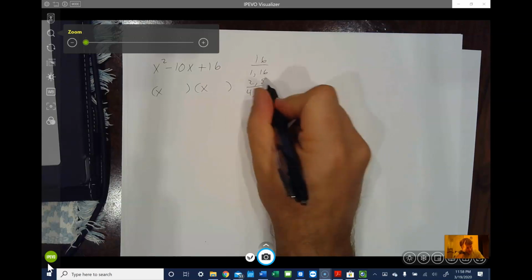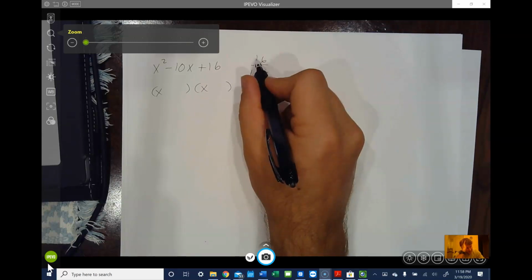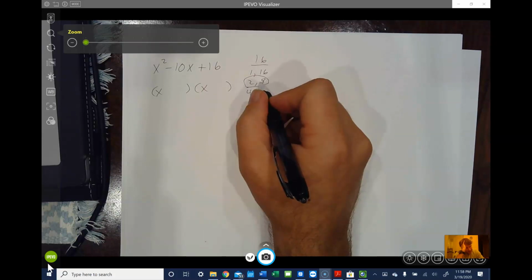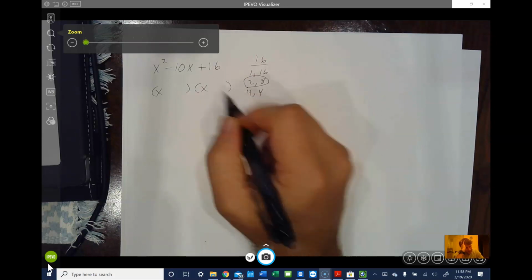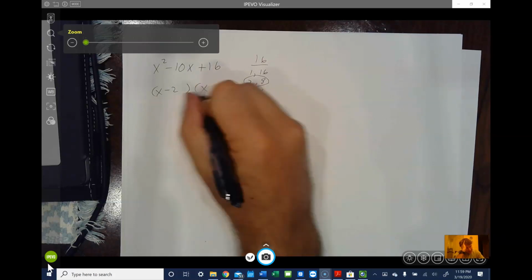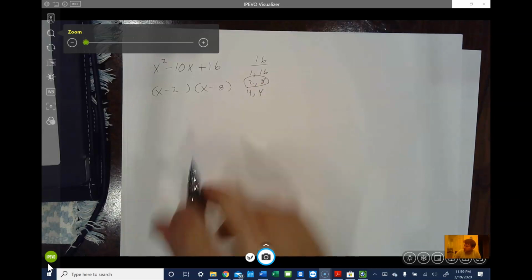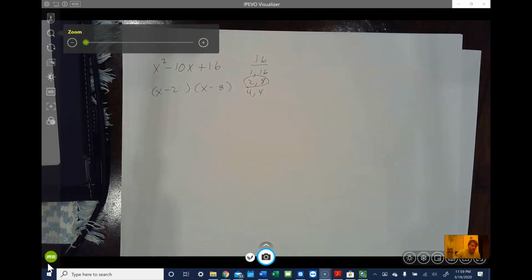It's going to have to be that 2 and that 8. And if they're going to multiply to get positive 16, they've got to both be positive or both be negative. And since they've got to add to get negative 10, they're both going to be negative. Hopefully you're getting a little bit more of a feel for this.